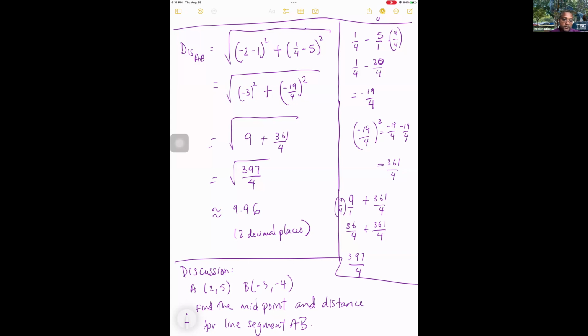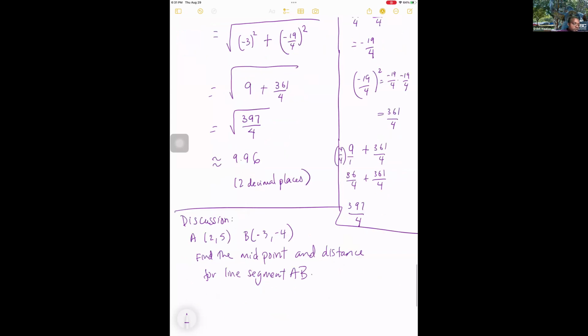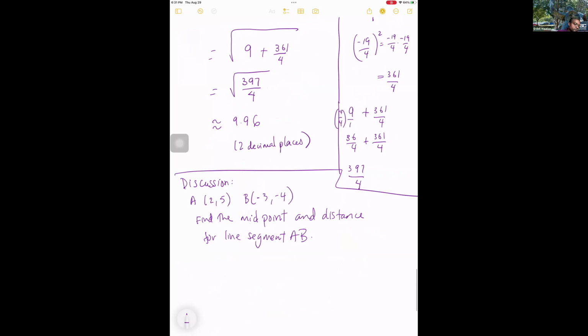All right, so let's roll. So for the first one, the midpoint is going to be 2 plus -3 over 2, comma 5 plus -4 over 2. 2 plus -3 is -1. And 5 minus 4 is just 1. And so the midpoint is -1/2, comma 1/2. Questions there?